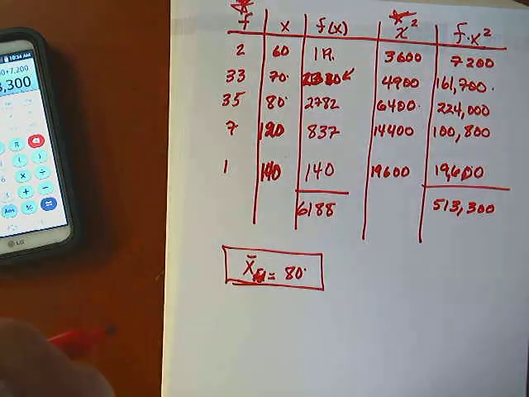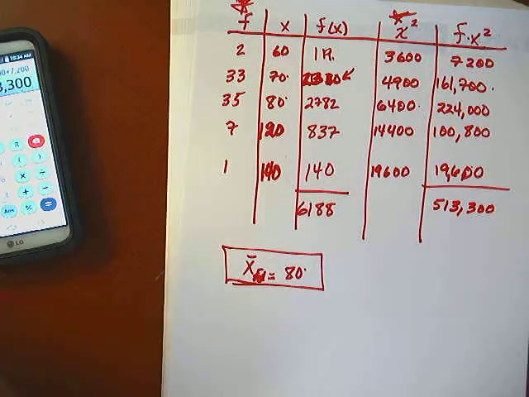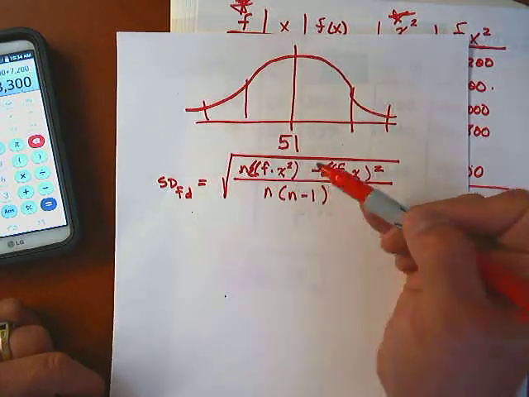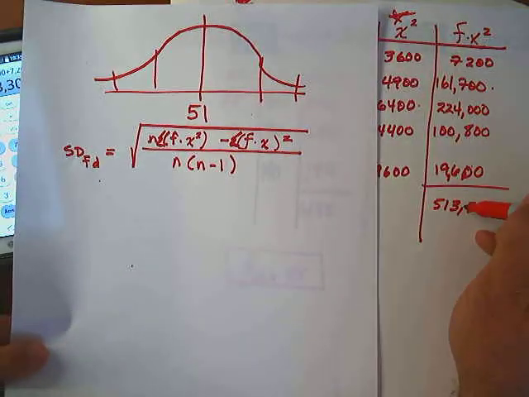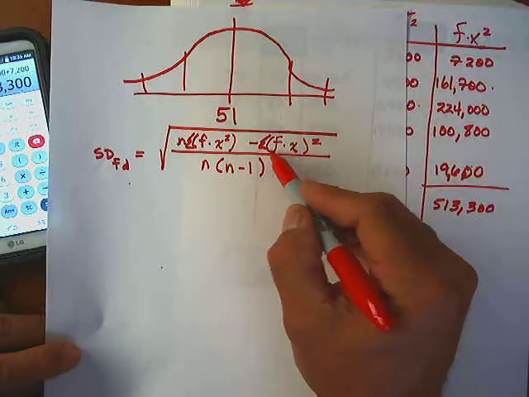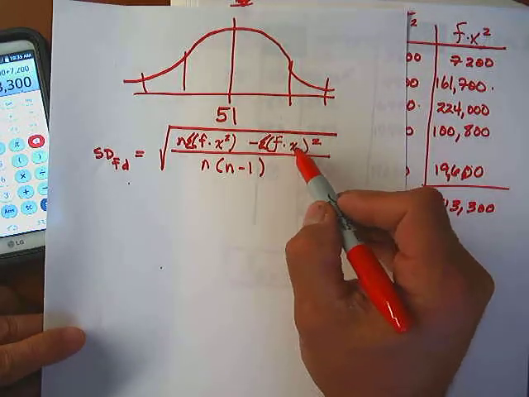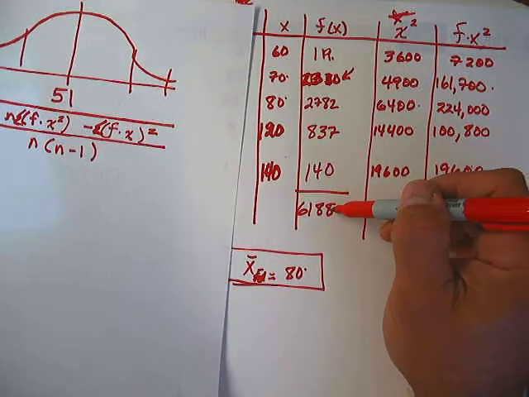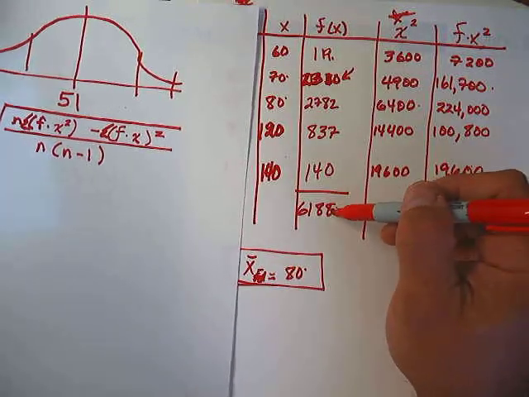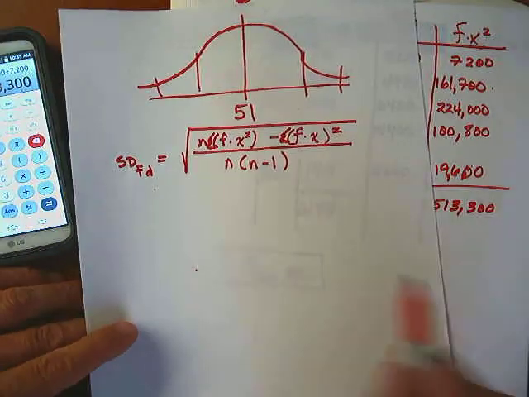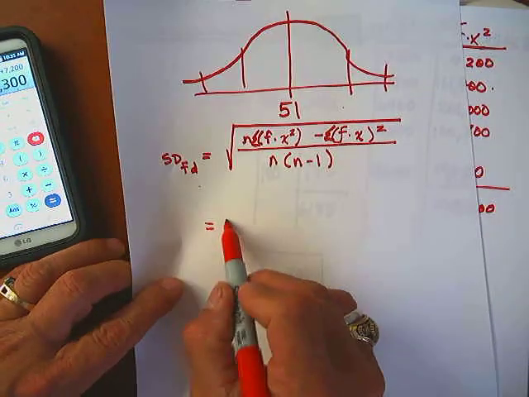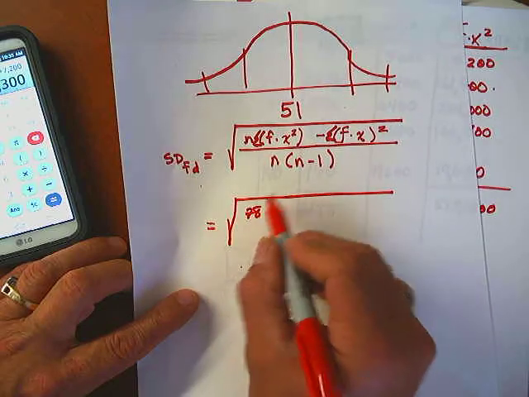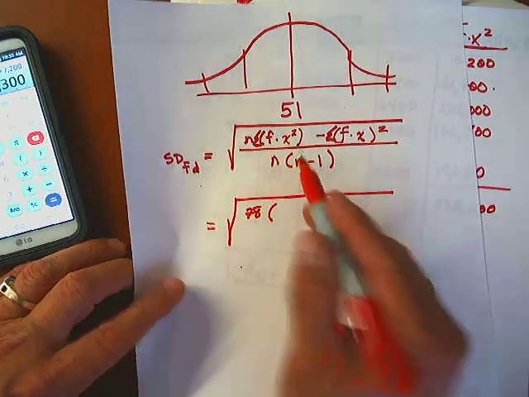And add all of those up, and that's going to be a lot. 100,800 plus 224,000 plus 161,700 plus 7200 equals 513,300.